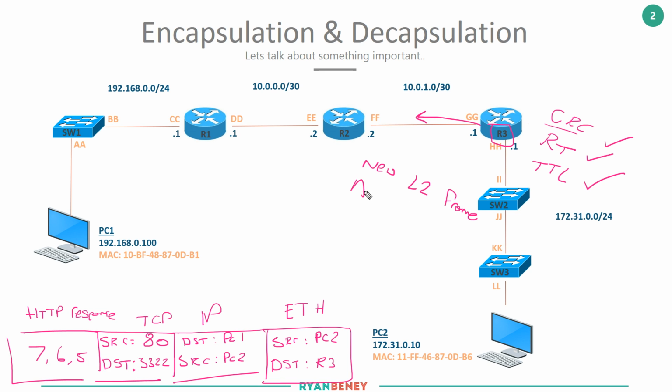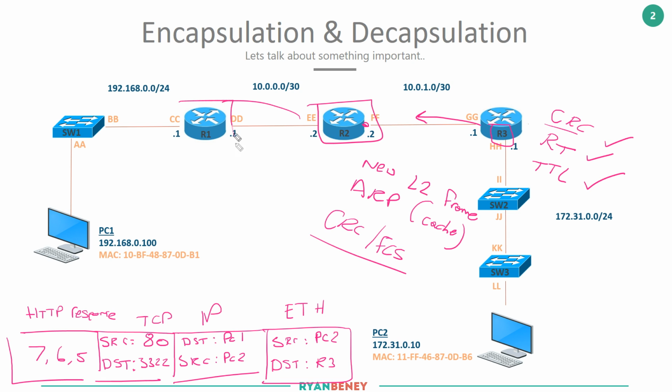It may involve some sort of ARP process in order to find the MAC address of the next stop if it's not already in its local cache. And it will create a new CRC or frame check sequence on the trailer as it's sent outbound towards router 2. And then that will happen on a hop to router 1.